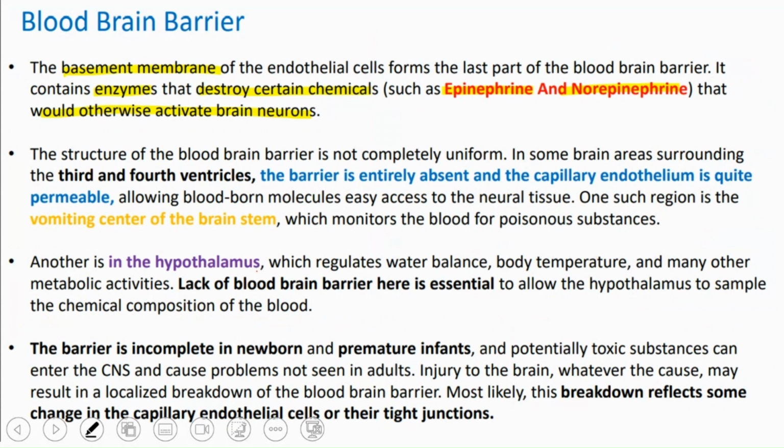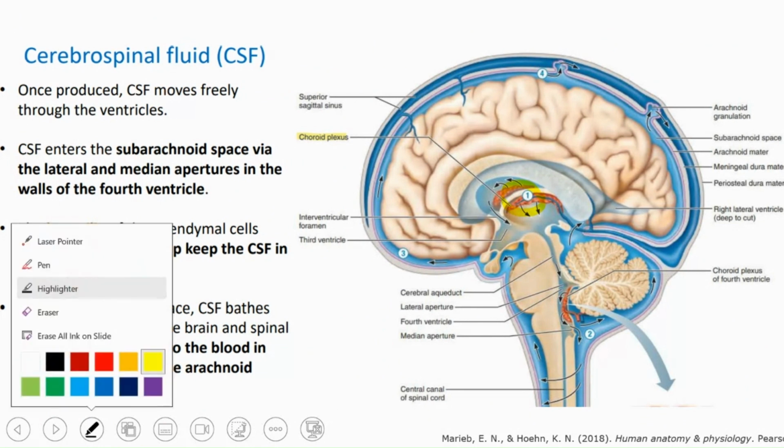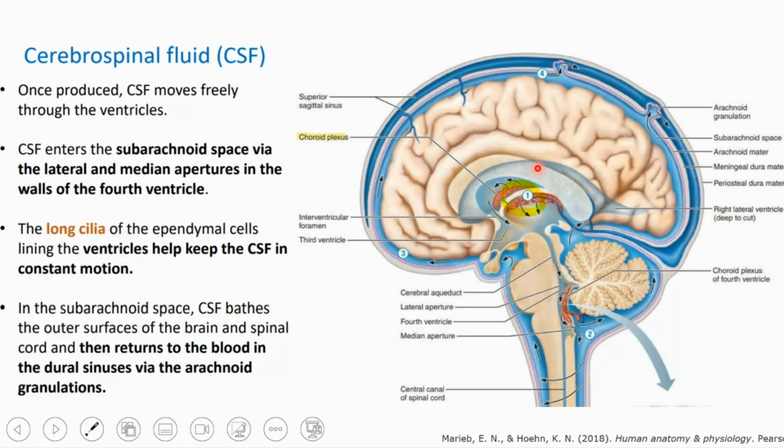Now, some areas in the brain lack blood-brain barrier. These are three important areas. You have to remember them. We have the third and the fourth ventricles. Why? Because we saw the third and fourth ventricles here. We already have the choroid plexus here, right? Which is the blood CSF barrier, as we mentioned before. So we don't need a blood-brain barrier here in the third and fourth ventricle.